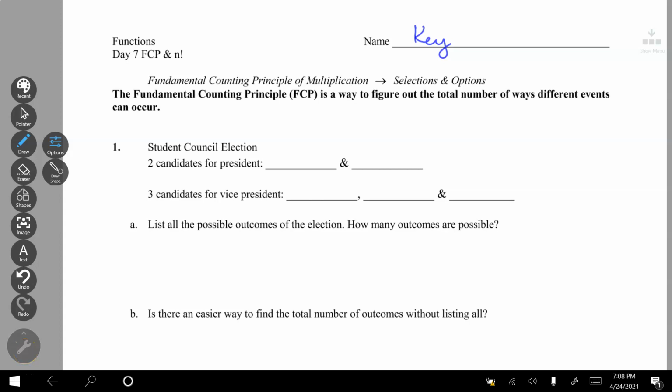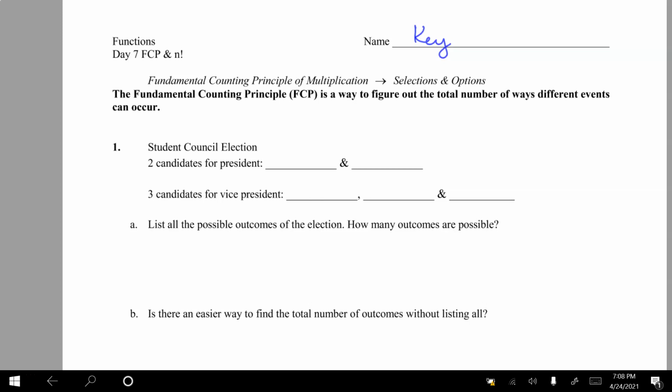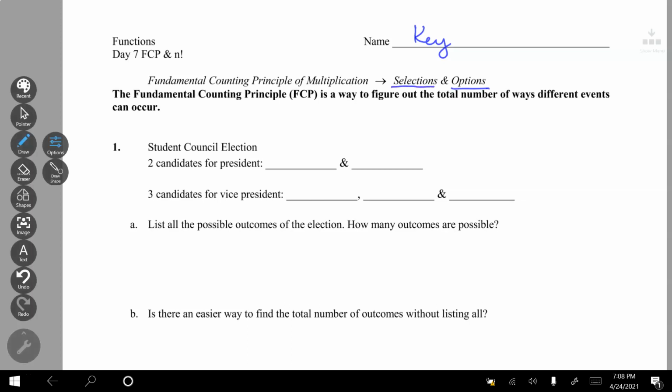Welcome to day 7. Day 7 is going to be FCP and this little N with that exclamation point. I'll explain what that N with that exclamation point means. But FCP stands for the Fundamental Counting Principle of Multiplication. It's based on what must you select and how many options you have for every selection that you must do.